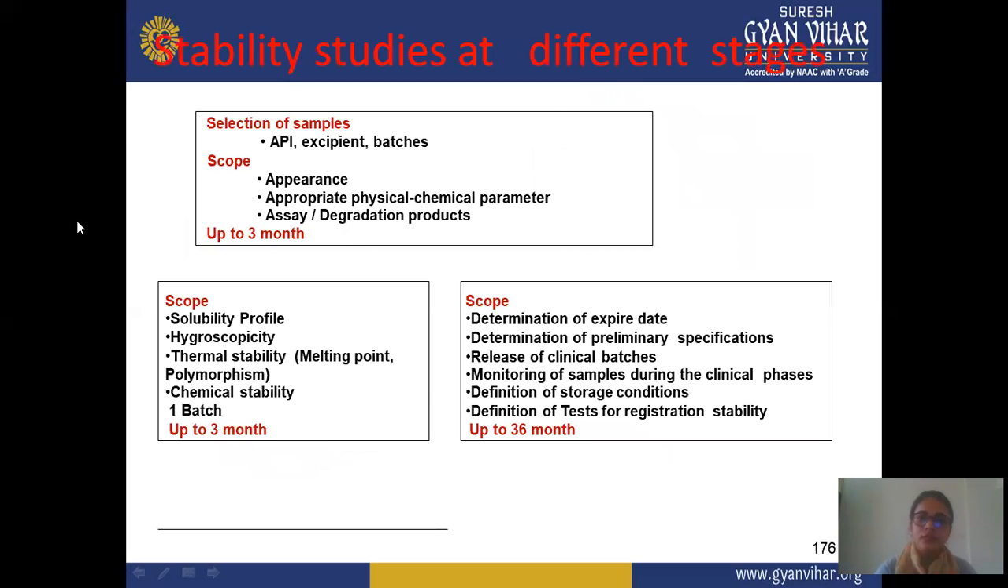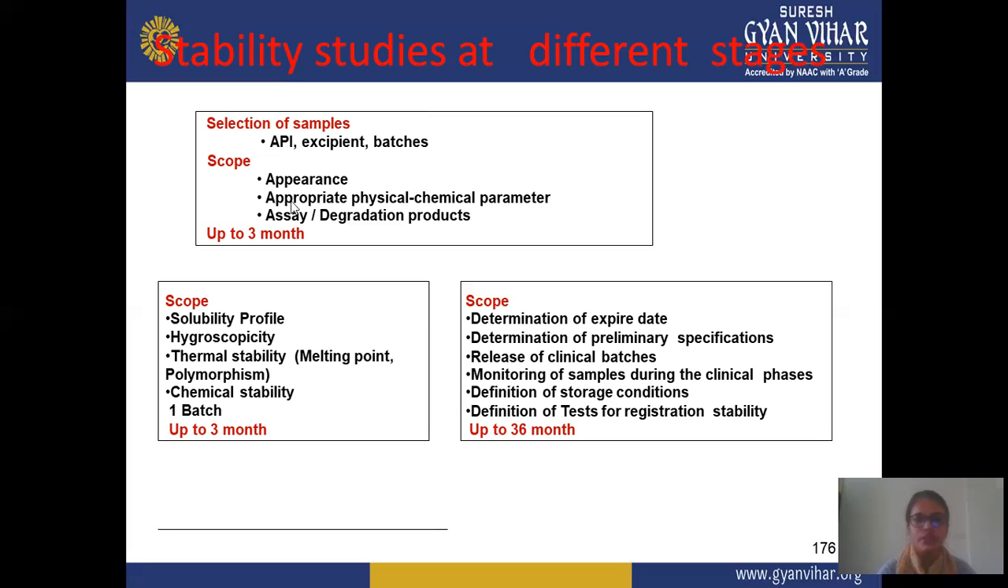Next is stability study at different stages. In this, first is selection of sample. The selection of sample may be API, excipient, or batch. This may be the active pharmaceutical ingredient, means a drug, or maybe excipient, or maybe batches from API and your excipient. So this is the selection of sample, and after this, scope. Scope means which parameters you check.